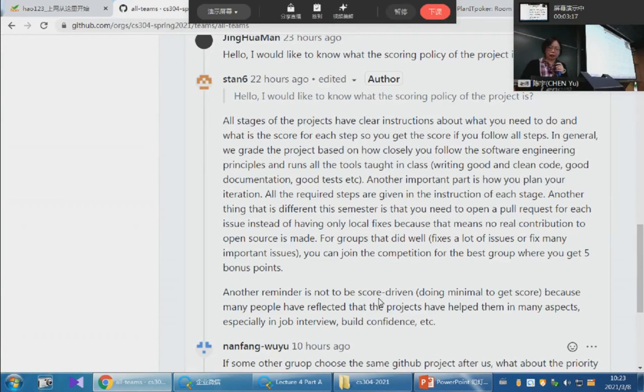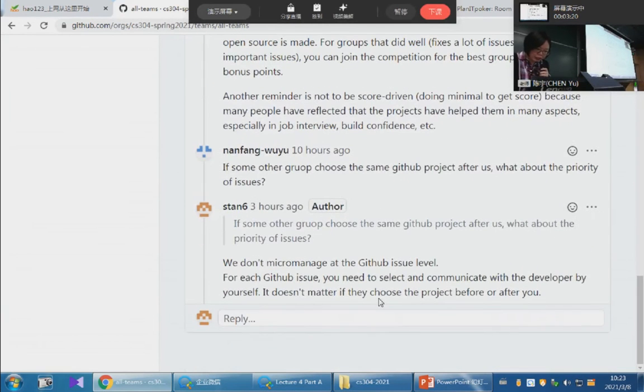So that being said, I feel like you should not just care about the score for this class per se. The other thing is about how to choose projects and how to choose issues. We don't micromanage at the GitHub issue level, and there are some questions about whether you can change your issues after you have selected. The answer is yes, because we know that some issues get closed, like someone may volunteer to fix it before you did. So we allow you to change issues. Just because someone chooses a GitHub project before you doesn't mean that they immediately get all the issues in priority. That sounds not fair.